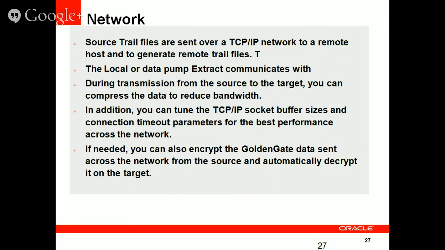During transmission from source to target, you can compress the data to reduce bandwidth. So this is possible. You can compress data. You can tune the TCP/IP socket buffer size and connection timeout parameters for the best performance across the network. You can even encrypt the GoldenGate data sent across the network from source, and it will be automatically decrypted on the target site. So this automatic encryption and decryption is possible here.